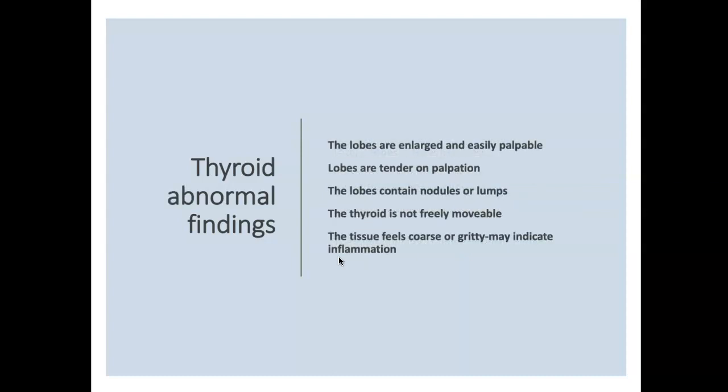What's abnormal with the thyroid: if the lobes are enlarged or easily palpable, if they're extremely tender or any type of tender on palpation, that would be a concern. Any lumps or nodules within the thyroid is absolutely something we want to refer to a provider. If it's not fully movable, if it feels like it's connected to the underlying tissue, or if the tissue itself has a different texture, like it feels coarse or gritty, that might show some inflammation or some other concerns going on.